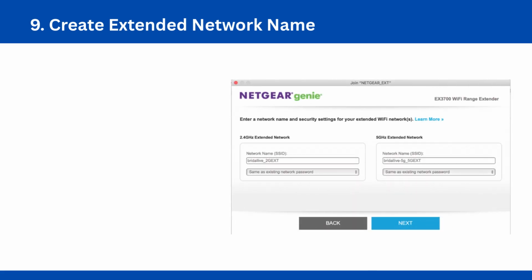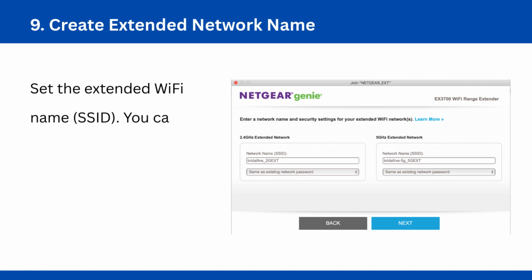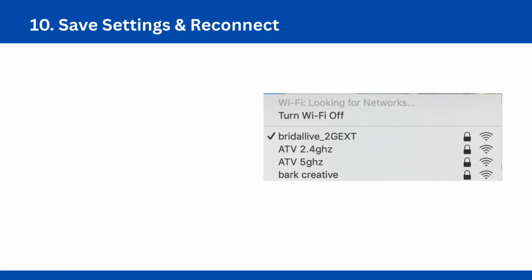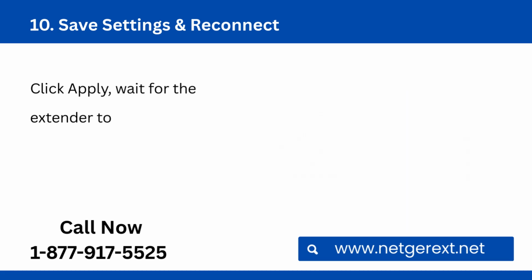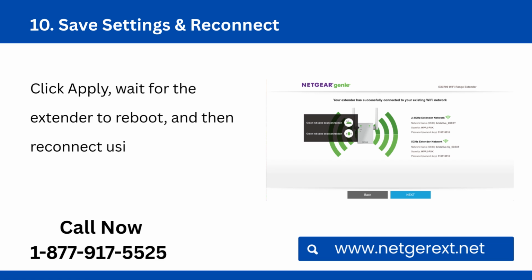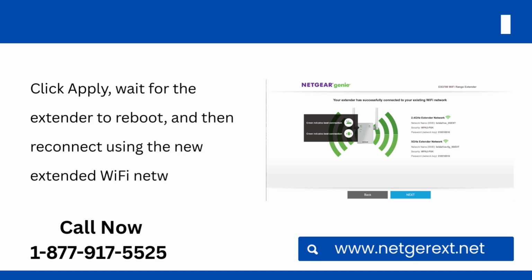9. Create extended network name. Set the extended Wi-Fi name, SSID. You can keep the same name or create a new one. 10. Save settings and reconnect. Click Apply, wait for the extender to reboot, and then reconnect using the new extended Wi-Fi network.